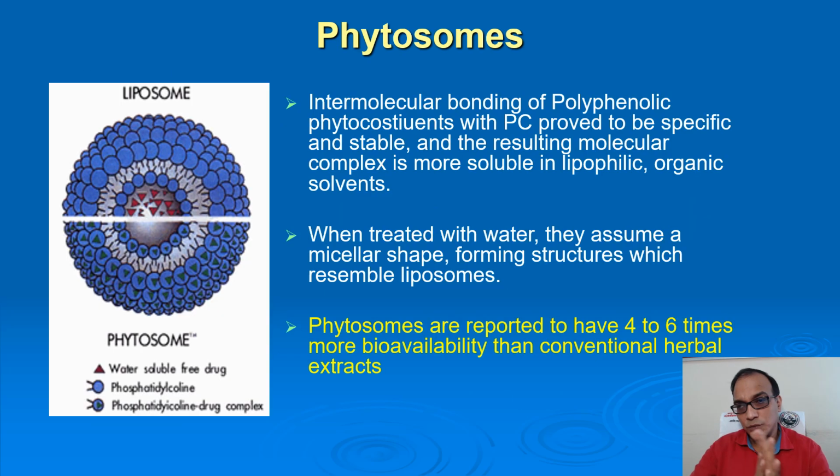Let's see the phytosomes. The intermolecular bonding of a polyphenolic phytoconstituent with PC, phosphatidylcholine, proved to be specific and stable, and the resulting molecular complex is more soluble in lipophilic and organic solvents. When they are treated with water, they form micellar-shaped structures which resemble liposomes, but they are quite different from liposomes, which we are going to discuss in the coming slides. Phytosomes are reported to have 4 to 6 times more bioavailability than the conventional herbal extract or their parent drug. So they look like liposomes, but they are not liposomes. We will be discussing liposomes also in our coming lectures. But let's see.